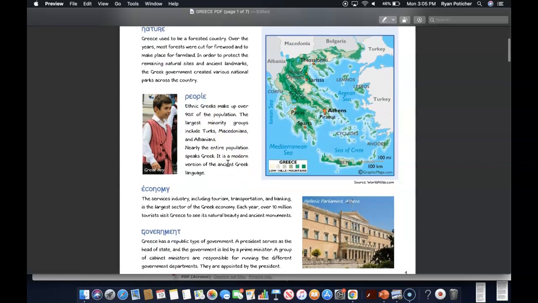Nature. Greece used to be a forested country. Over the years, most forests were cut for firewood and to make place for farmland. In order to protect the remaining natural sites and ancient landmarks, the Greek government created various national parks across the country.